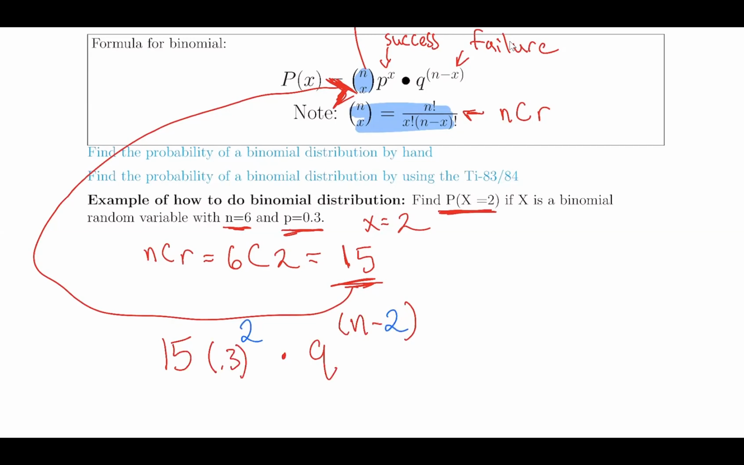If you look at q, q is always the complement of p. Whatever p is, if I do p plus q, it should always add up to 1. So if I want to find Q, all I have to do is 1 minus P, which is 1 minus 0.3, which is 0.7. So instead of putting Q, we're just going to put 0.7. And the last thing we're going to do, instead of putting N, we're going to replace what N is equal to. N is equal to 6.